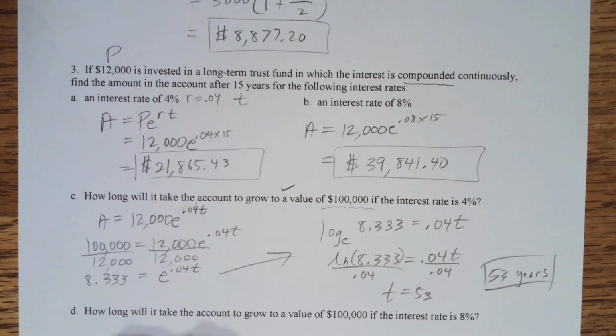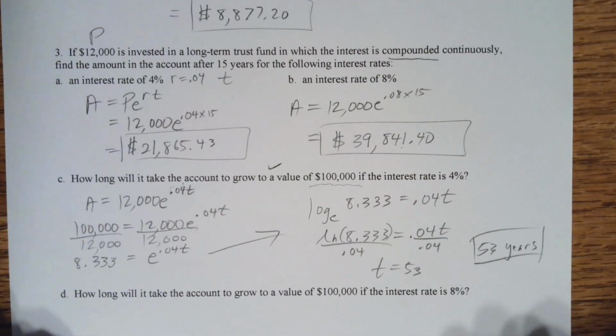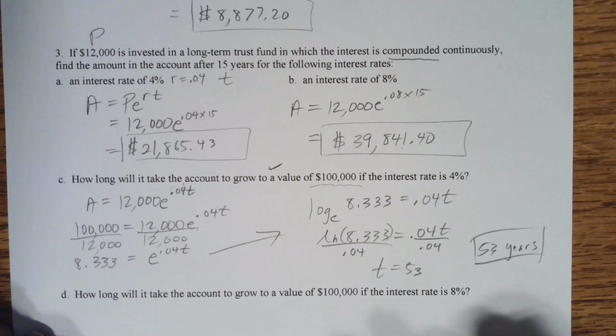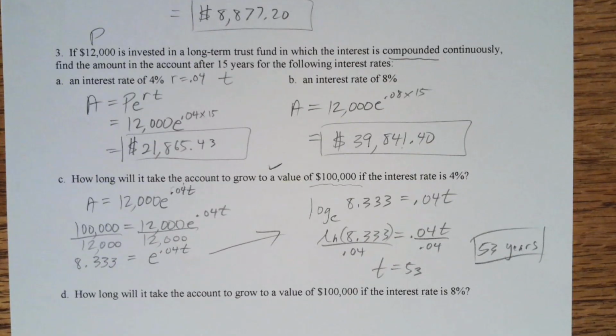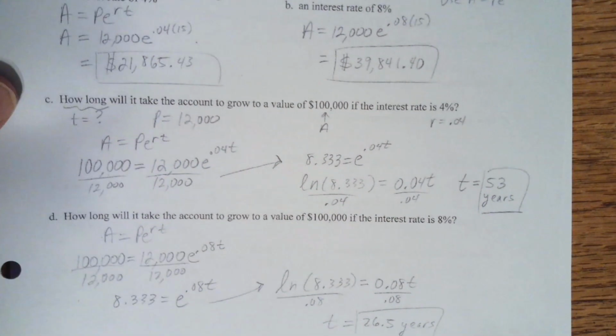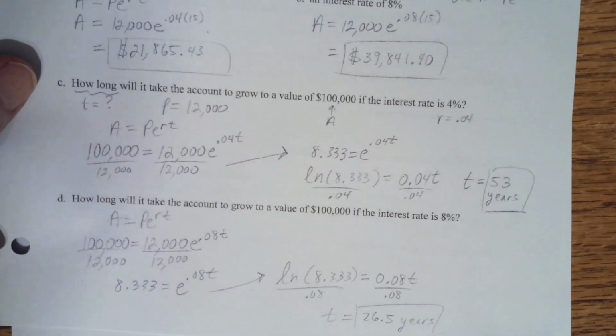Now notice that in D, we're doing the same exact problem. The only difference is now our interest rate is 8%. It's doubled. So let's see how much time it'll take for our money to grow to 100,000. I'm just going to go ahead and put my answer up. Hopefully you've already tried this. If not, you can stop the video right now. So you should get 26.5 years. All right, let's move on to the next page.